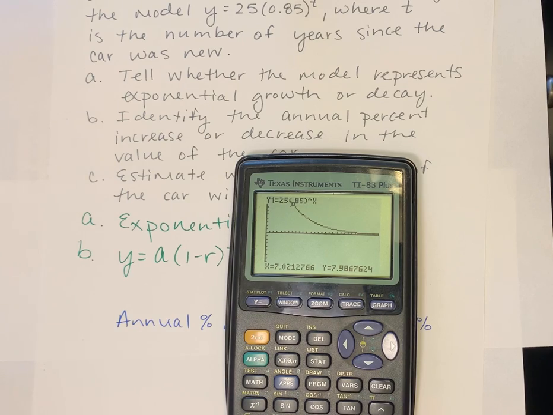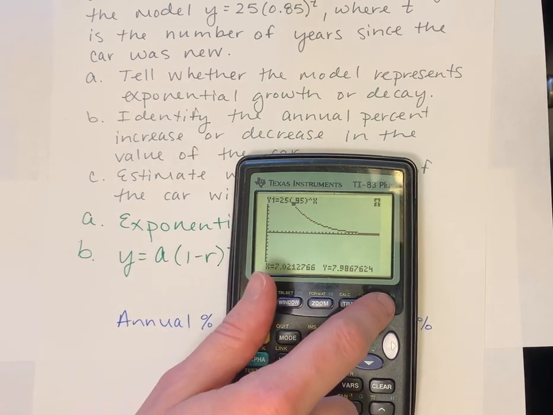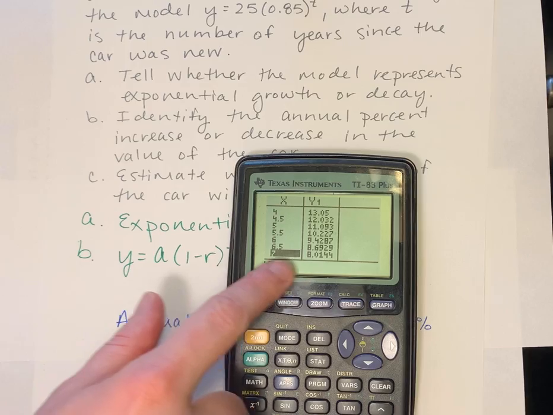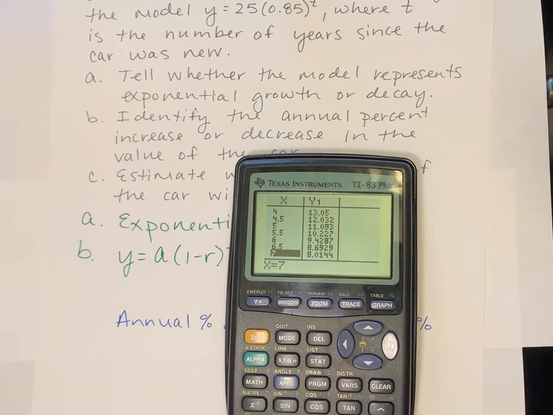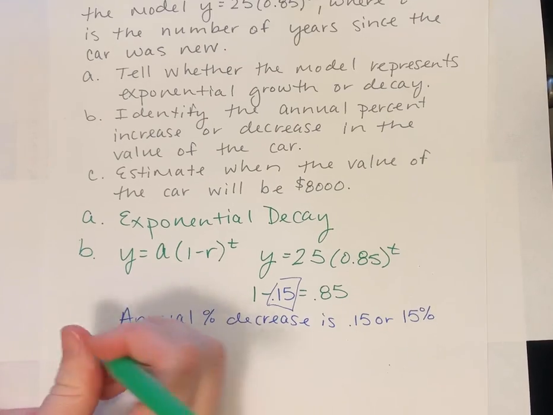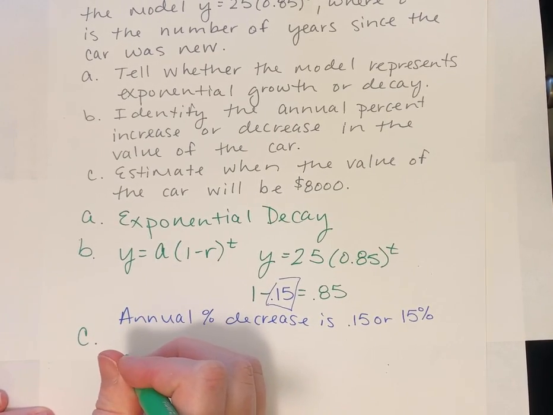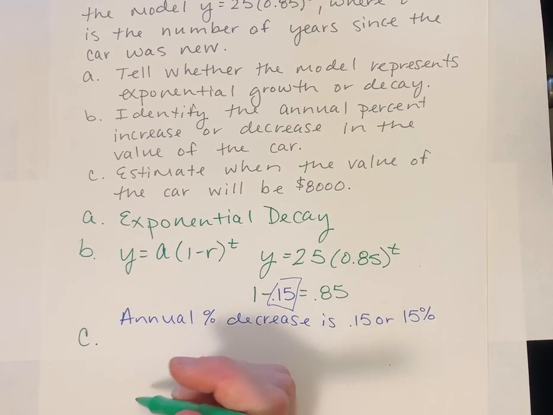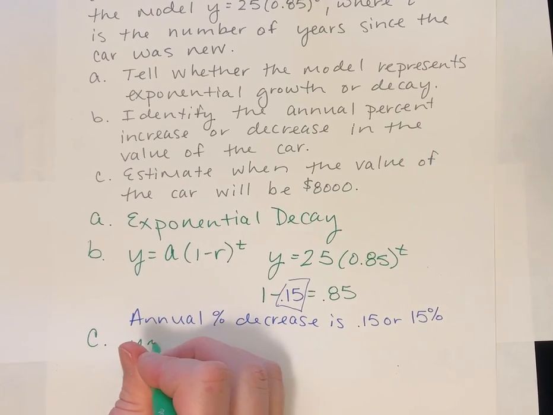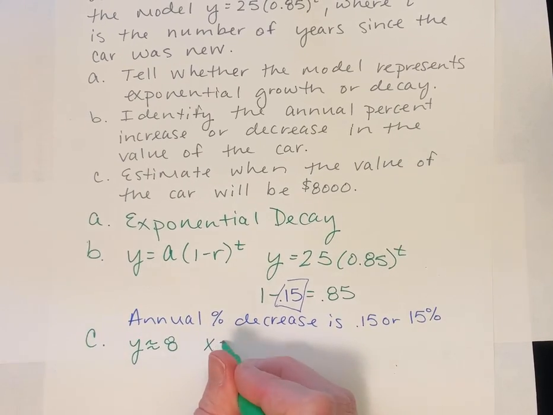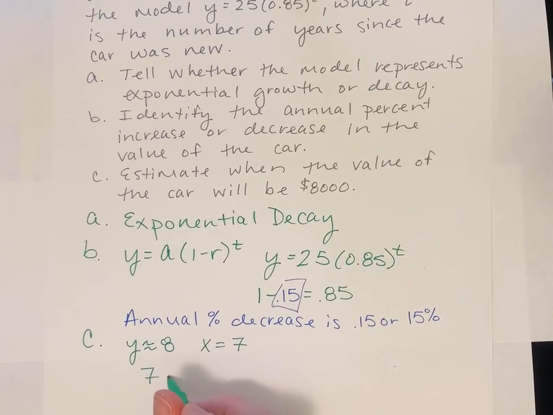The other way that you could do this is to do second graph. It'll give you a table, and you can look for the y value that's closest to 8, and then the x value that matches up with that will be what you're looking for. So in this case, part C, you use your trace function on your calculator or your table, and then you approximate where y is 8, and it's about at when x equals 7. So it'll be 7 years.